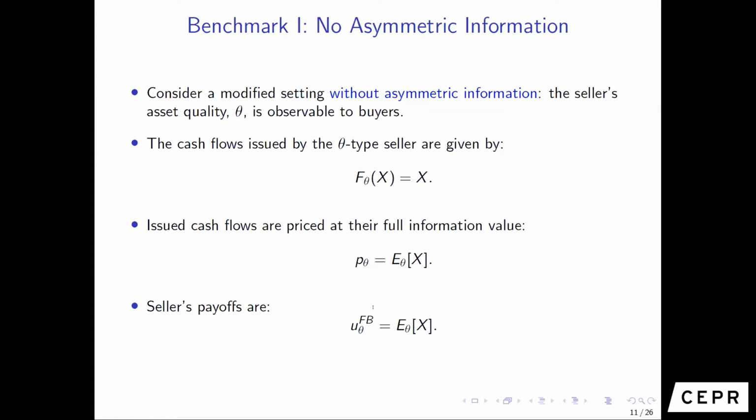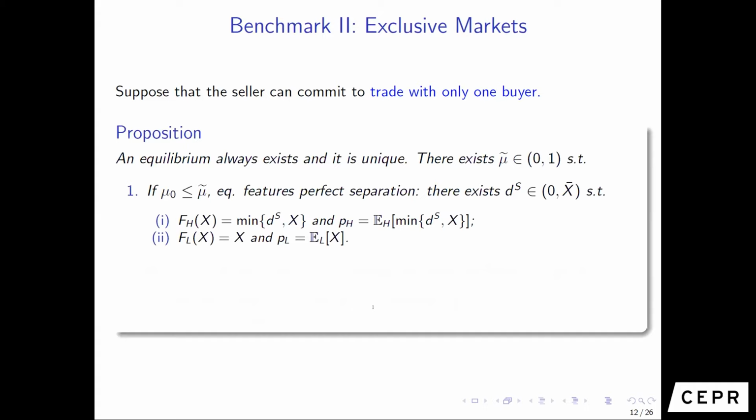Then let's think about what happens when markets are exclusive, when we do have asymmetric information, but agents can commit: the seller can commit to trade with only one buyer. Here we show that an equilibrium always exists and it's unique. In particular, there exists some threshold such that when average quality is relatively low, the equilibrium features perfect separation. The high type issues a debt contract, which is priced at the high type's valuation, so she gets her full information payoff value of those cash flows. She retains the rest. And then the low type issues a full claim to her cash flows X and gets paid that at the low valuation.